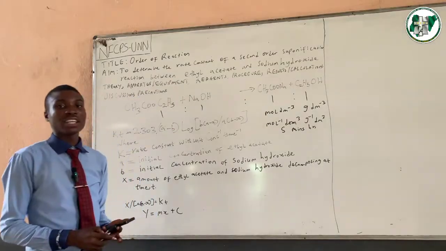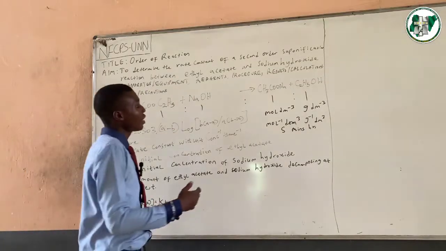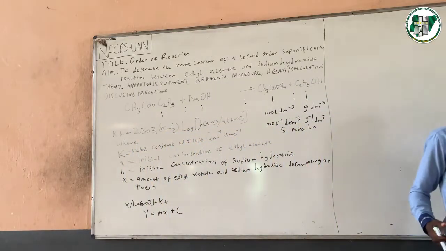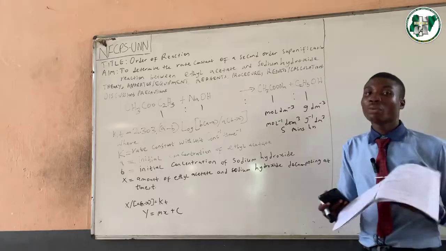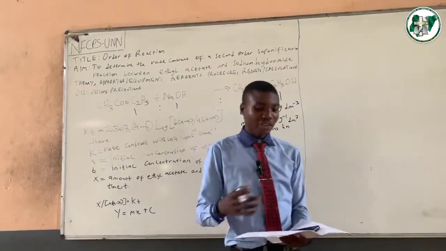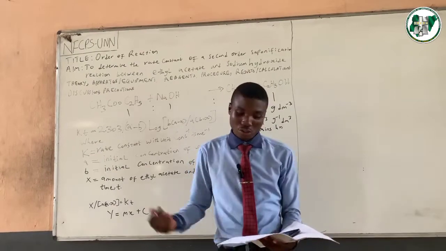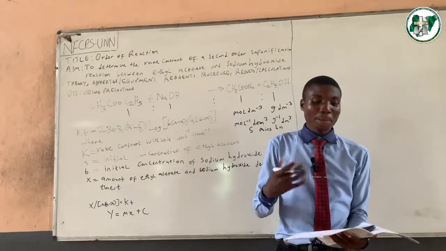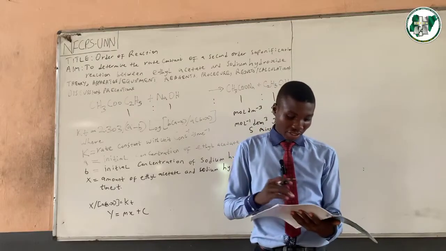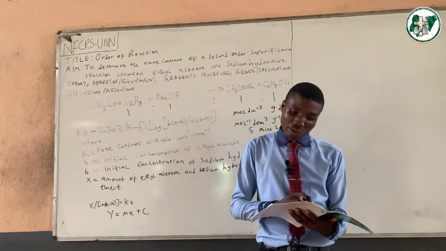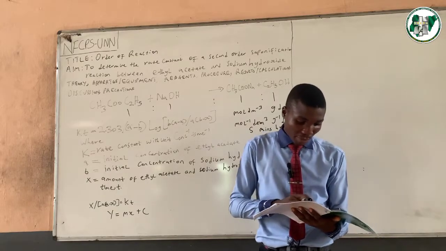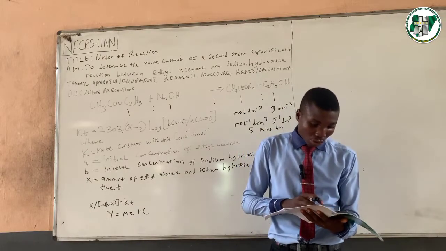So let me take you through the procedures that I'm going to follow in performing this particular experiment, and then I will help you understand the theoretical basis for it. The reagents you have there are the ethyl acetate solution, sodium hydroxide solution, and methyl orange, which happens to be the indicator you are using in this experiment. Then we have the conical flask, the pipette, and the burette.